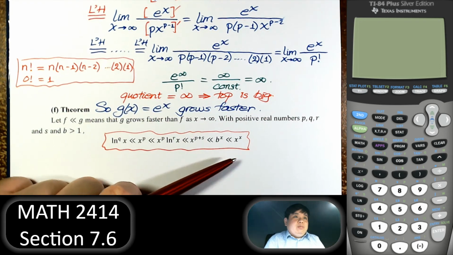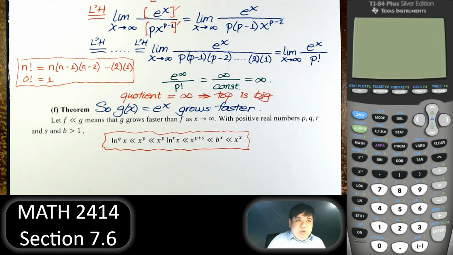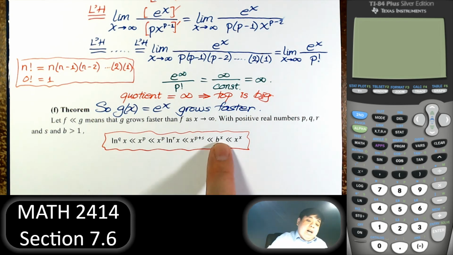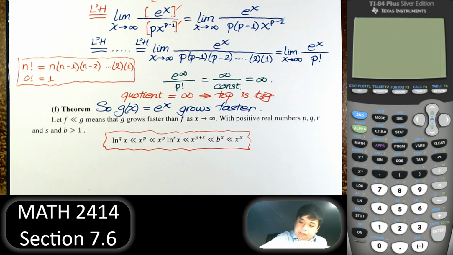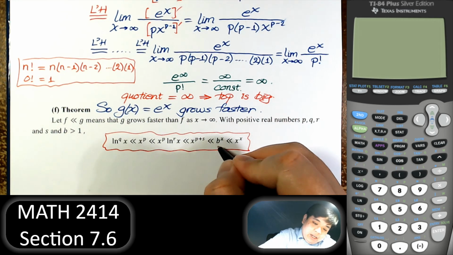The tower function, of course, we have a tower for a reason. It goes to infinity very fast. So that is the fastest of all of these. Next is b to the x. This one is called the exponential function.